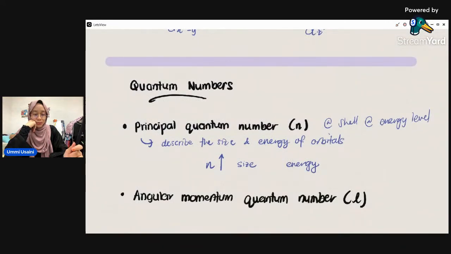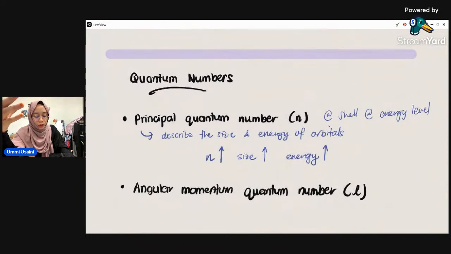Size orbital besar, increase. Okay, so basically, as the value of N increases, the size of the orbital will also increase and automatically the energy pun increase jugalah. Okay, so lagi besar value N, lagi besar lah energy of the orbitals. Okay, and then the value of N, value dia pula kelas.